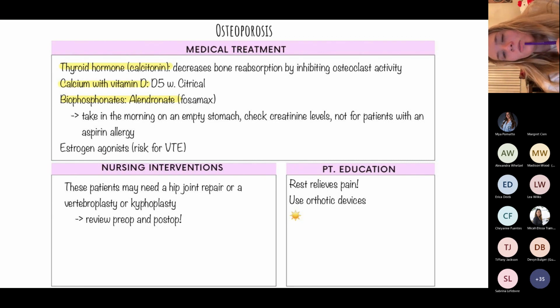So what can we do? We can give them some calcitonin. This really helps decrease bones being reabsorbed. Calcium with vitamin D is also a really good choice, as is alendronate, Fosamax. This really helps, but it must be taken in the morning on an empty stomach. Please, please review your pre-op and post-op checklists of a hip joint repair or a vertebroplasty.